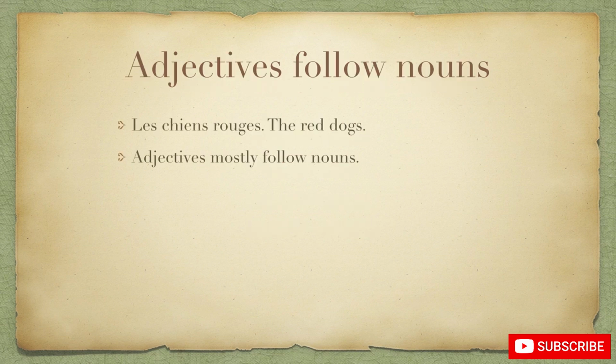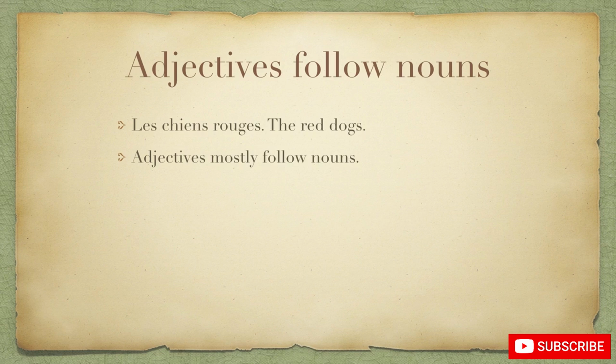So word order. Where do adjectives go in a sentence? So in English, adjectives usually come before the nouns. So for example, the red dogs, the big TV, the little cup, that sort of thing. So the adjective, the descriptive word, most of the time, comes before the noun.